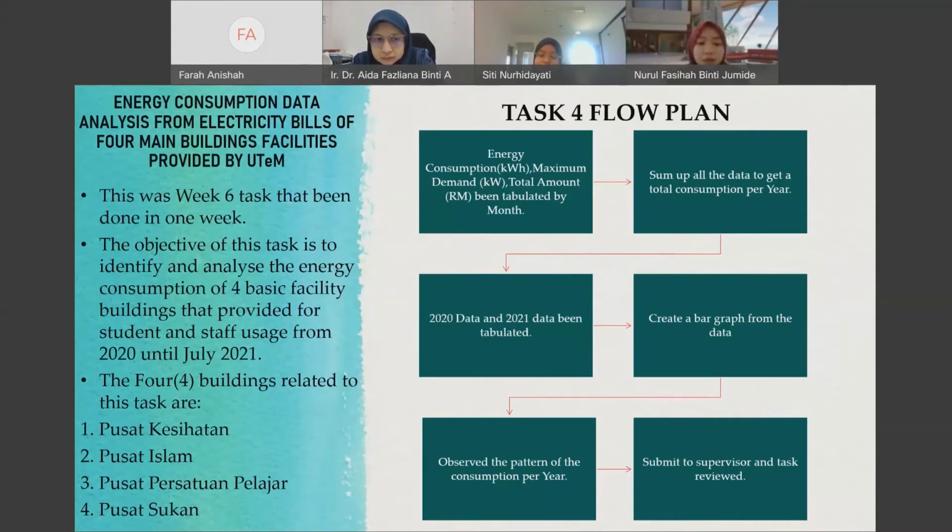The four buildings related to this task are Pusat Kesihatan, Pusat Islam, Pusat Persatuan Pelajar, and Pusat Sukan. So the flow plan is that the bills were given to me, and I had to tabulate three types of data, which are energy consumption, maximum demand, and the total amount of the bill by month in Microsoft Excel. I summed up all the data to get the total consumption per year. After that, the 2021 and 2020 data were tabulated in a new table. From that, I created a bar graph, observed the pattern of consumption per year, and submitted it to the supervisor, and the task was reviewed.